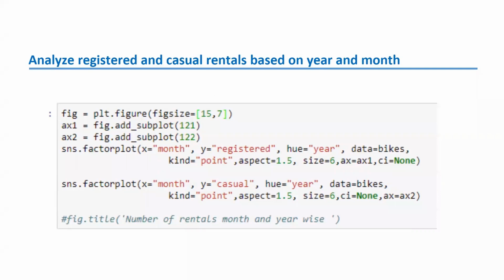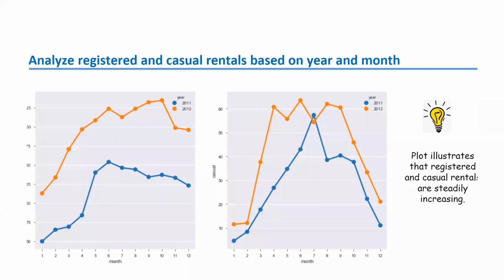Next, you analyze the registered and the casual rentals based on year and month. And you can see how many bike rentals there are over the year. The plot illustrates that registered and casual rentals are steadily increasing, then it increases and then it decreases. So on the left hand side, you have registered users, which are steadily increasing, and you have casual renters, which increase and decrease based on the months, or based on the temperature as well.